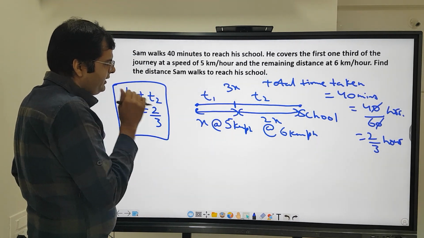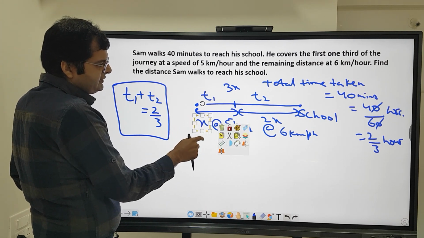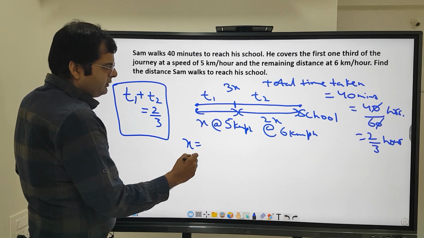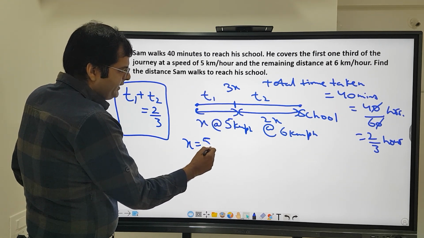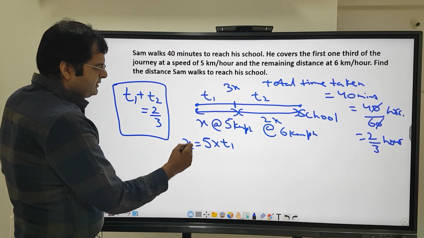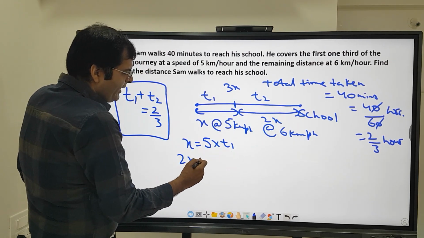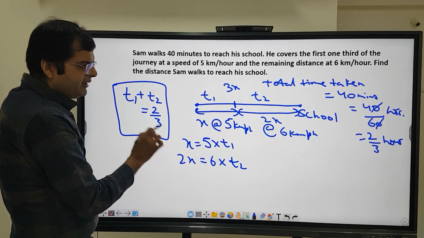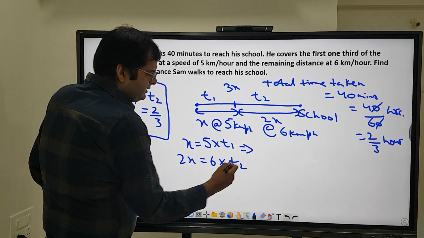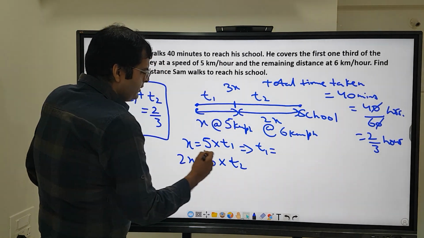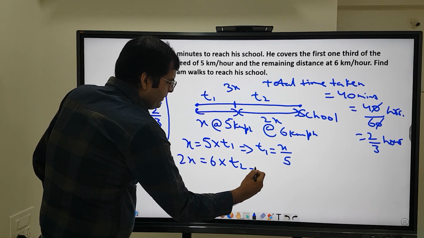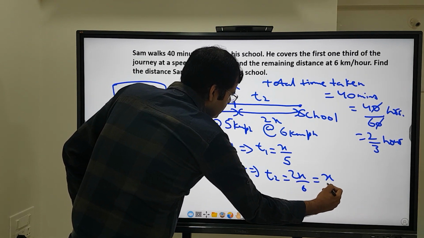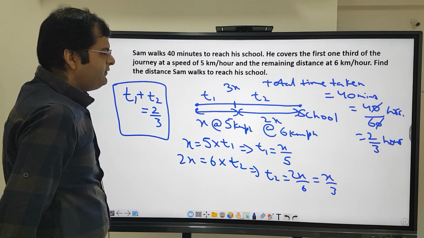Now if you look over here, x distance is covered at 5 km per hour in time T1. So I can write distance is equal to speed into time: x is equal to 5 into T1. Similarly, for the second part of the distance, 2x is equal to speed 6 into time T2. So from here I can find T1 and T2 in terms of x. T1 is equal to x upon 5, and T2 is equal to 2x upon 6, which is equal to x by 3. So T1 is x by 5, T2 is x by 3.